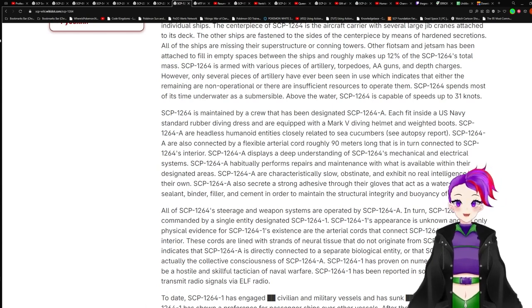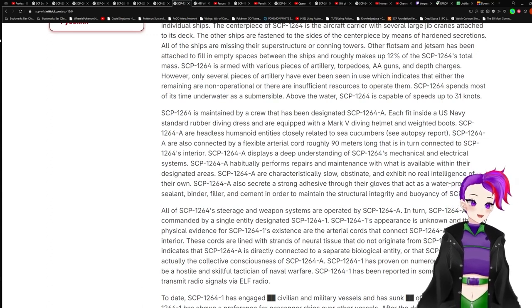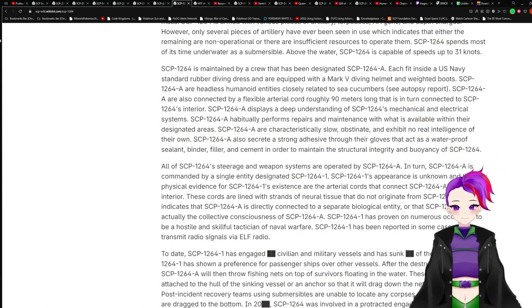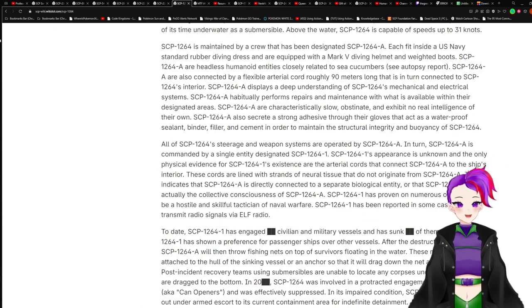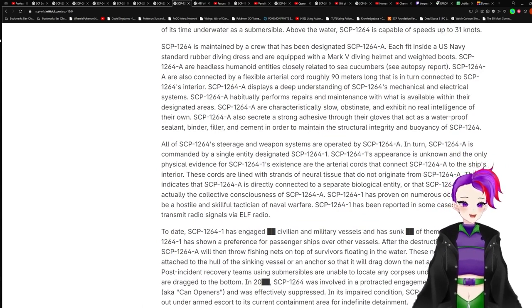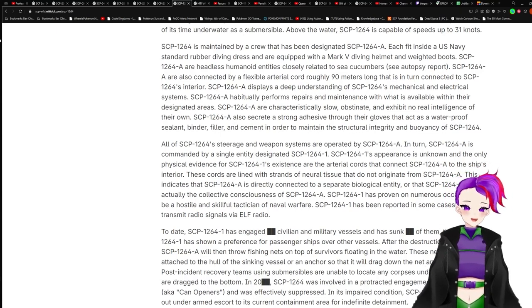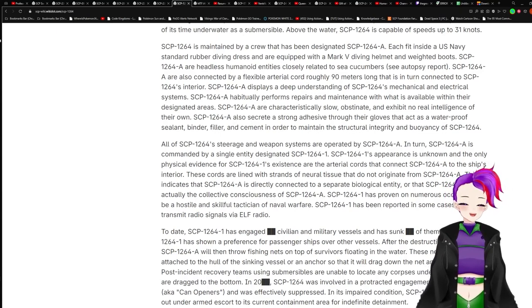1264 spends most of its time underwater as a submersible. Above the water, 1264 is capable of speeds up to 31 knots. 1264 is maintained by a crew that has been designated 1264-A, each fit inside a U.S. Navy standard rubber diving dress and equipped with a Mark V diving helmet and weighted boots.